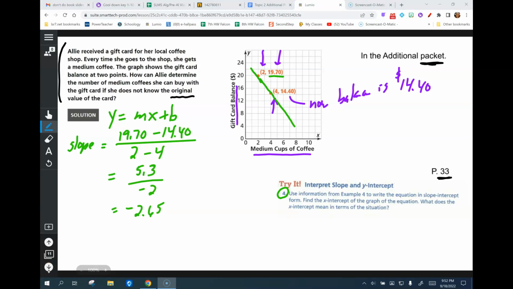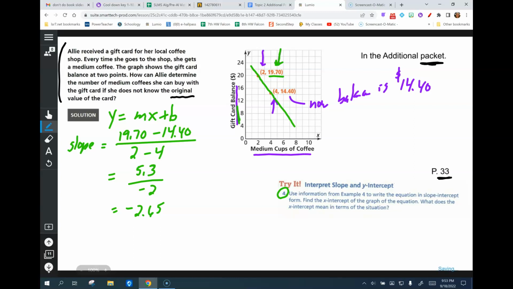What does that mean? That's right, her balance goes down every time. Every time it goes down by $2.65. That's what it goes down. So what does that mean? That means that's how much a cup of coffee costs, $2.65. So when we look at this 19.70, that's the balance. That's not how much a cup of coffee costs. Okay, that's the gift card balance. So keep that in mind.